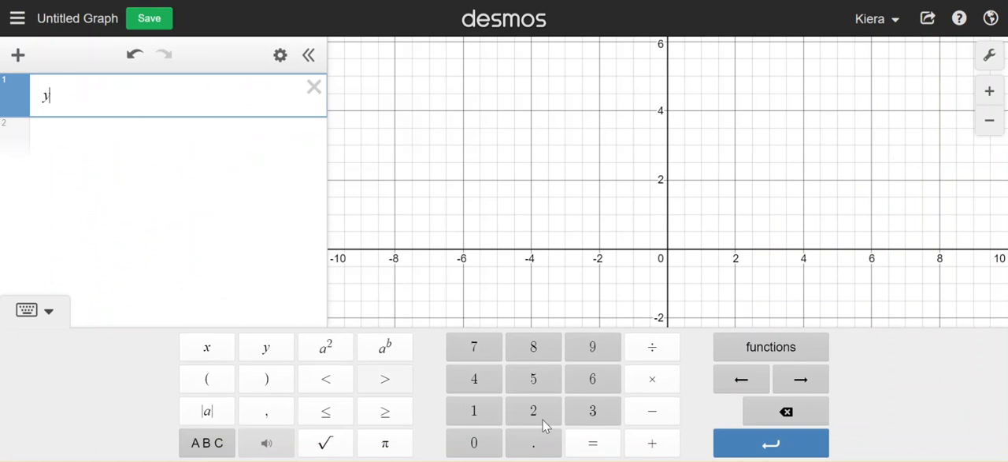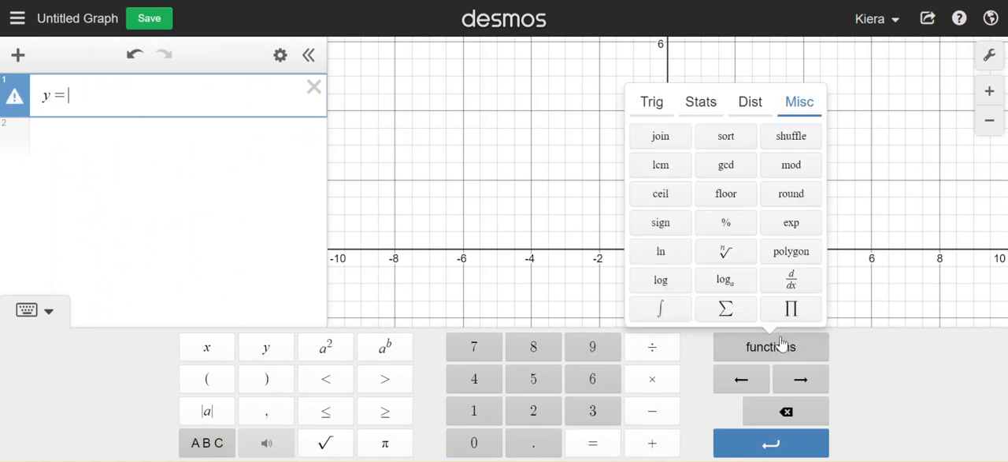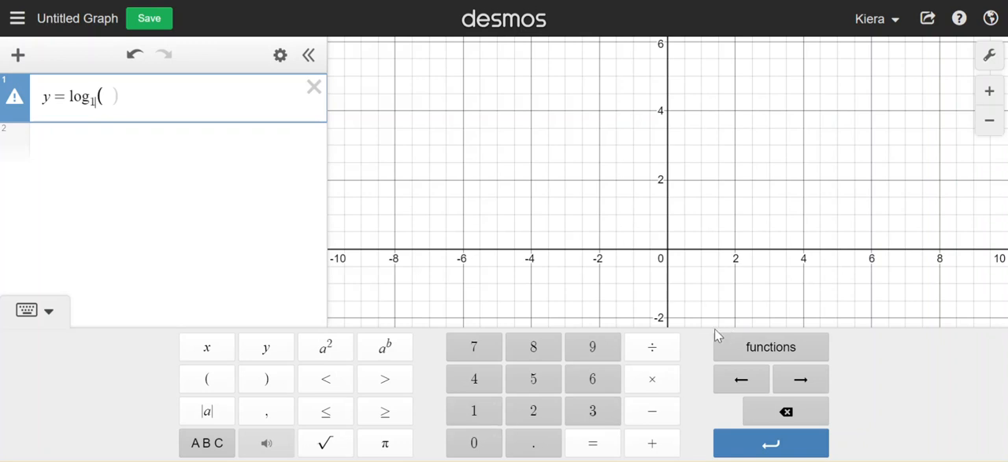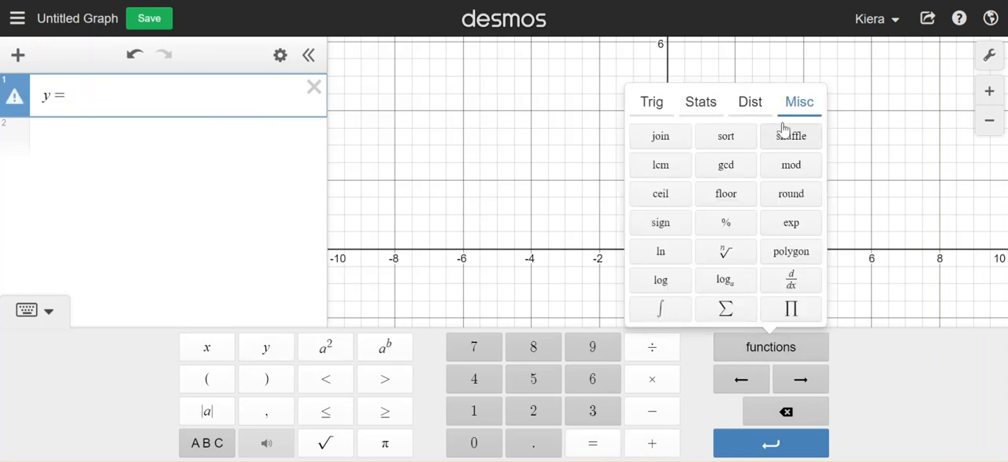So y equals, go back to function. Luckily, the whole time we have Desmos open, it'll stay on this miscellaneous tab. If you close Desmos or refresh it, it'll default to the trig tab. You'll still have to go back to the miscellaneous. So log a, 1. Nope. We might have to put it in parentheses. Hold on. There we go. Okay. Desmos is being difficult this morning.